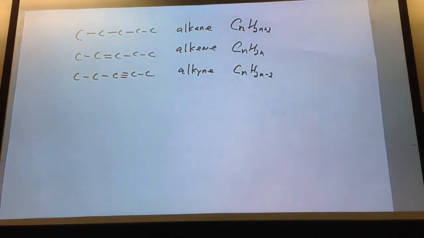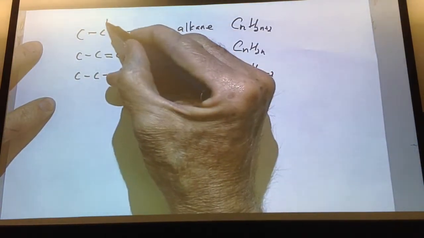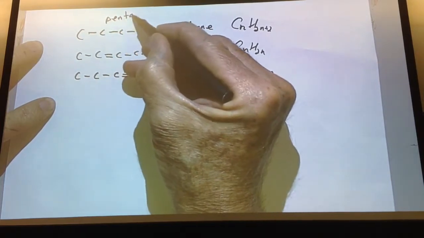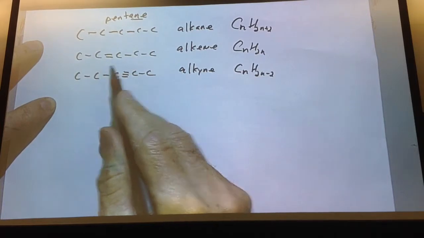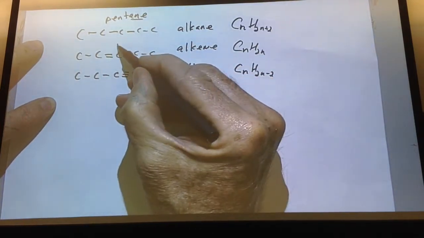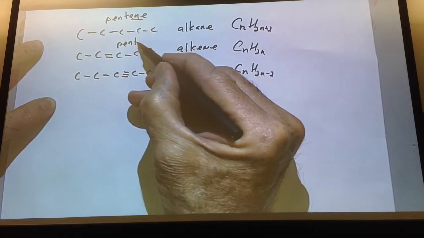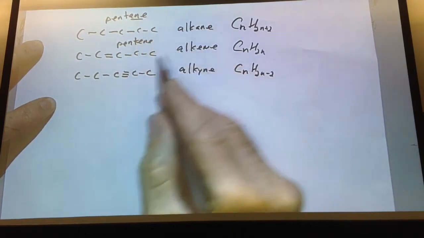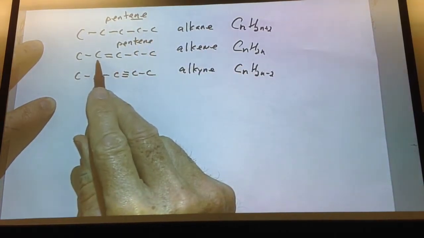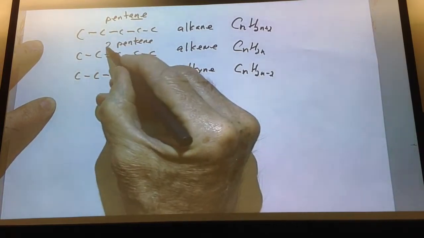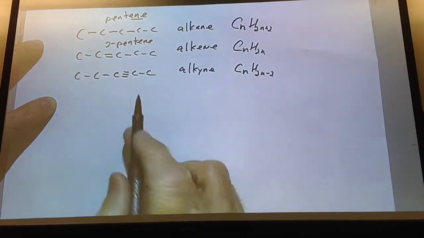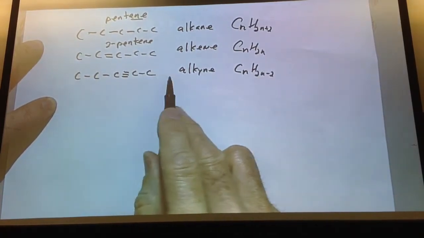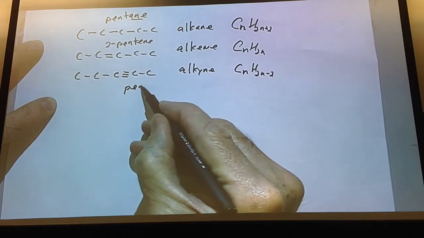So if you don't have any double bonds or triple bonds, this would be pentane. The name ends in -ane, and this is an alkane. If you have a double bond, it's an alkene, so it has an -ene at the end. And the carbon that has the double bond has to be numbered. You want the lowest possible number, so you can call this 2-pentene. Well, if you have a compound that contains a triple bond, it's called an alkyne, so this would be pentyne.